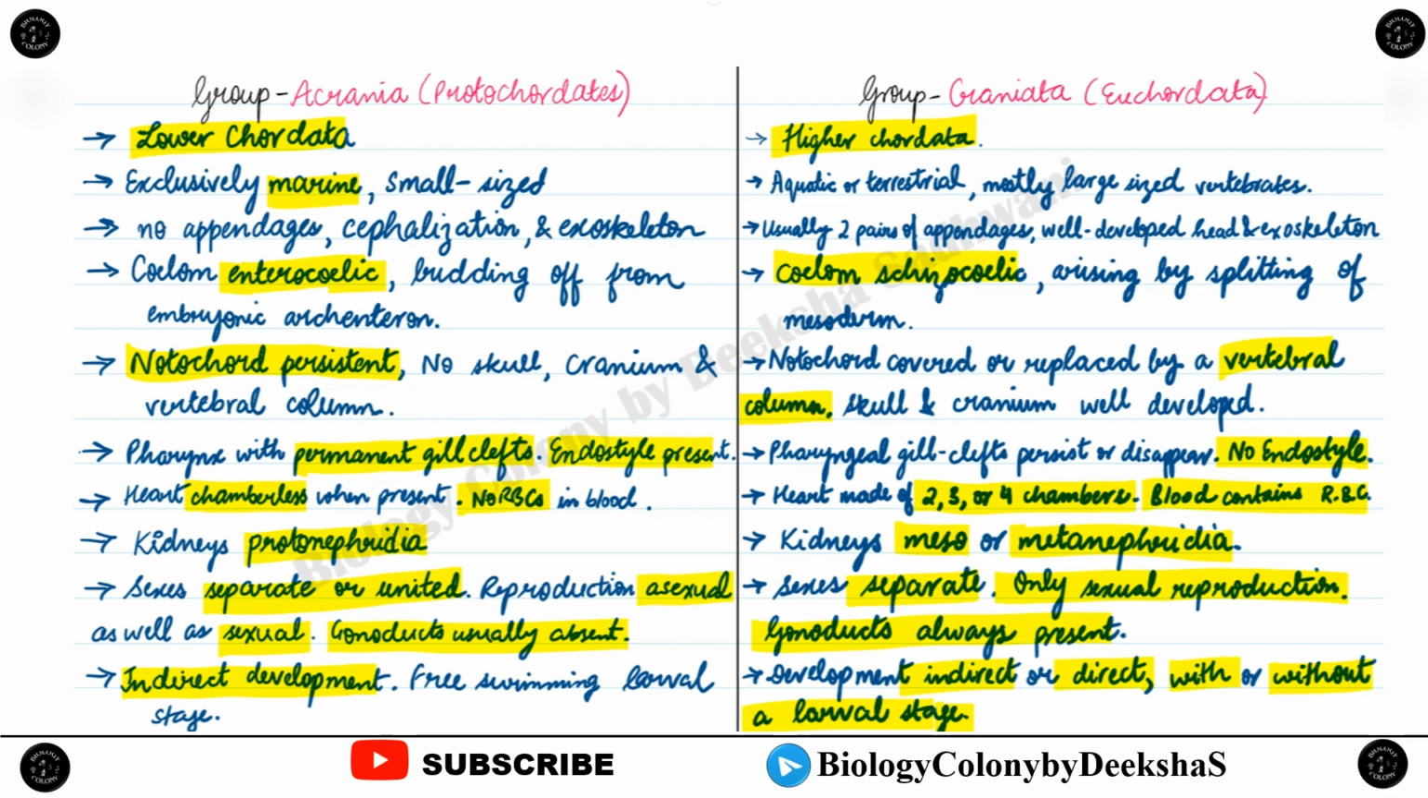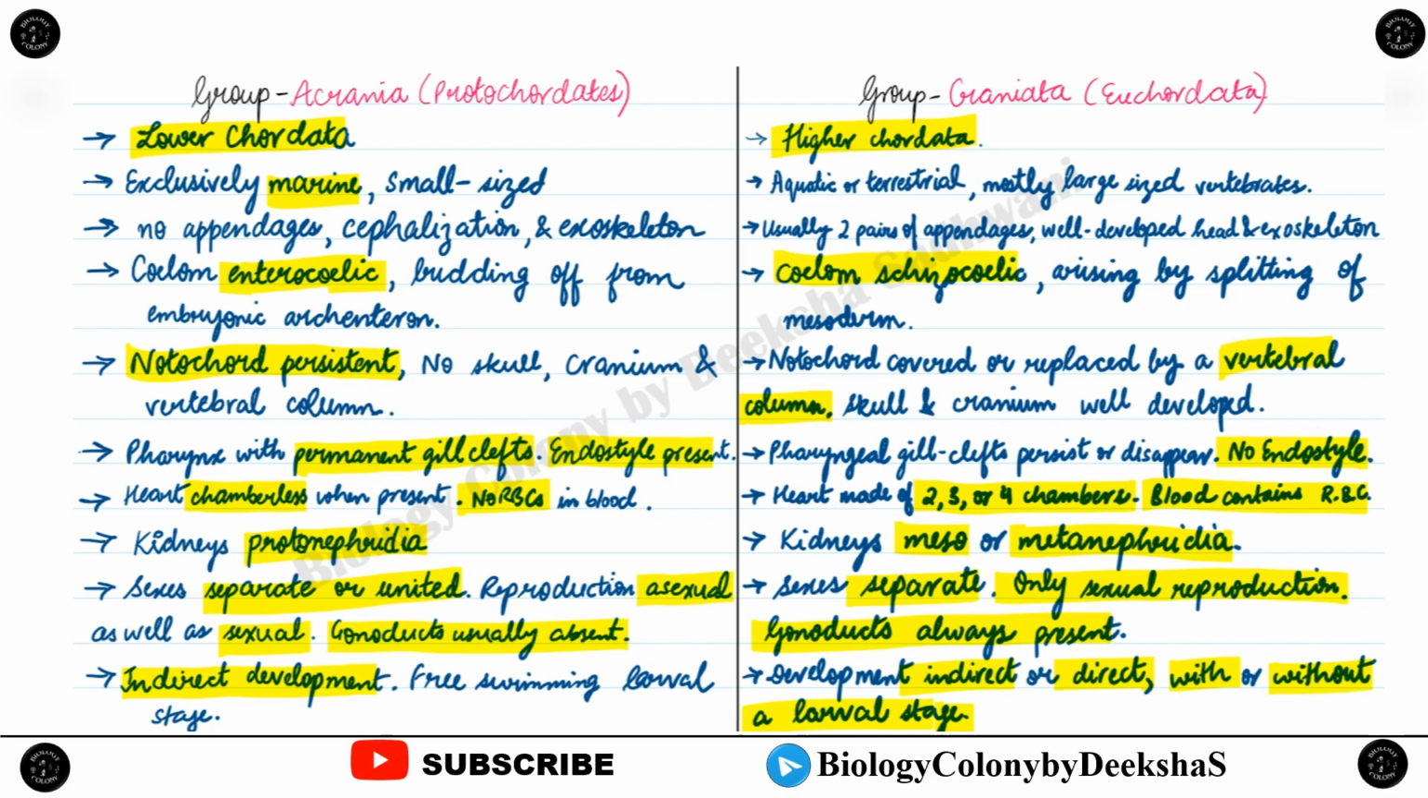Heart is chamberless when present in acrania and the blood lacks RBCs, while in craniata their heart may be of two chambers or three chambers or four chambers, as we can recall that two chambers heart is present in Pisces, three chamber heart in reptilia and amphibians, and four chamber heart in crocodile, aves and mammals. And the blood contains RBCs.